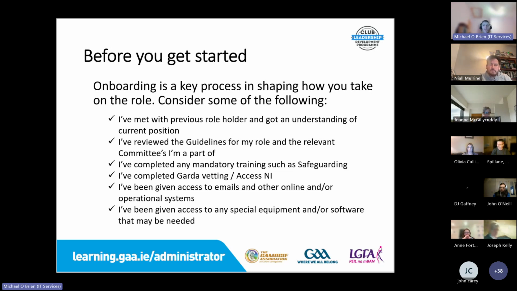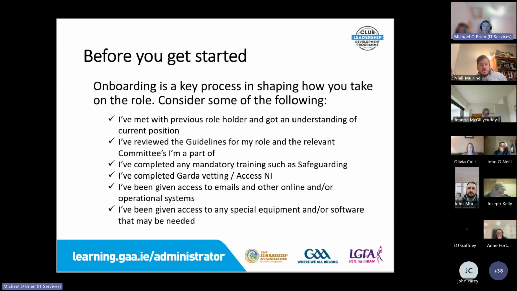You have to get an understanding of what the guidelines are of your role. You have to get an understanding of, is there any special equipment that is used or any software I should be using? Croke Park are exceptional in terms of providing us with software to do our duty. We've all been given GAA email boxes. We've all been given a suite of tools through Office 365 to use for free from Croke Park. If you were to buy them personally, there's a substantial cost involved, but they're given to you by Croke Park as part of your role.